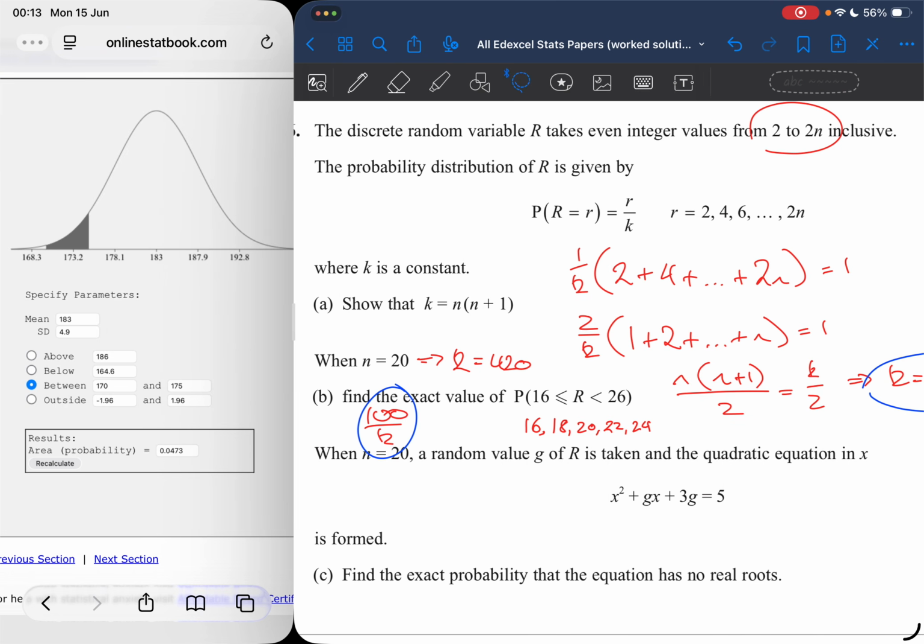I will plug in the value for k. K was 420, wasn't it? So it's going to be 100 over 420. 10 on 42, 5 on 21. Seems good. It's a number they use quite a lot in these past papers.